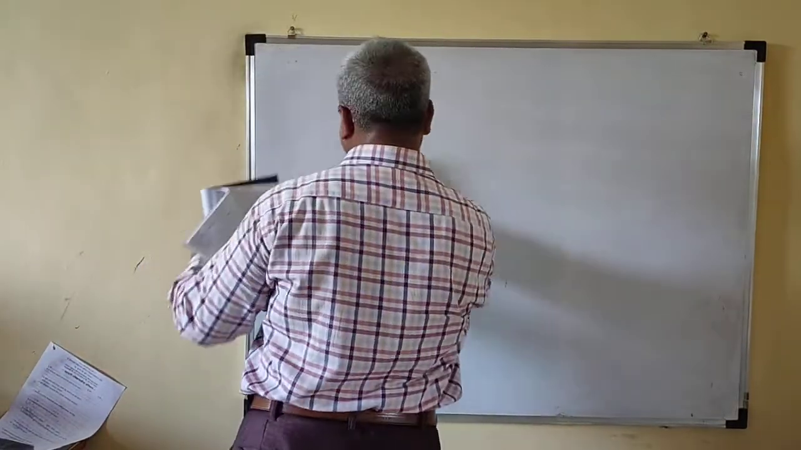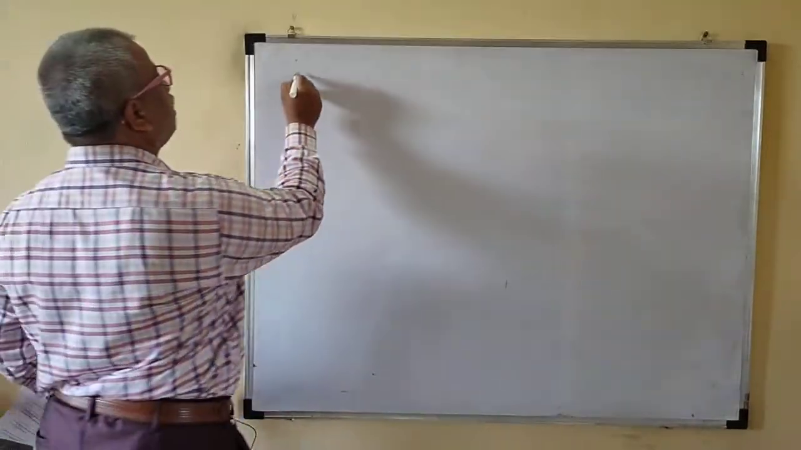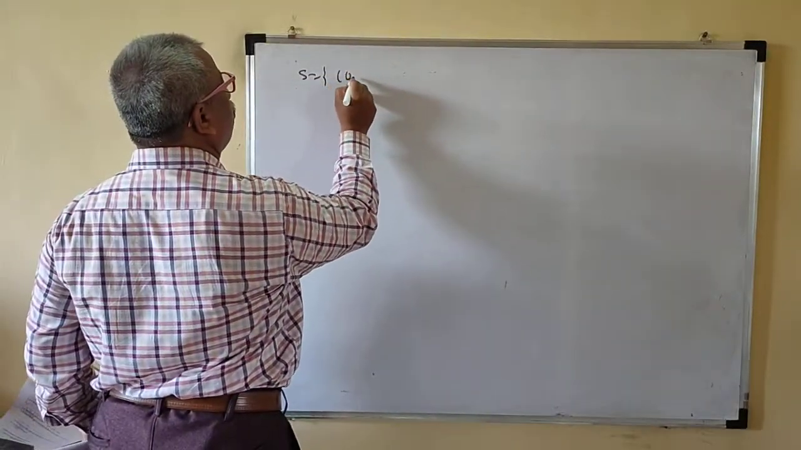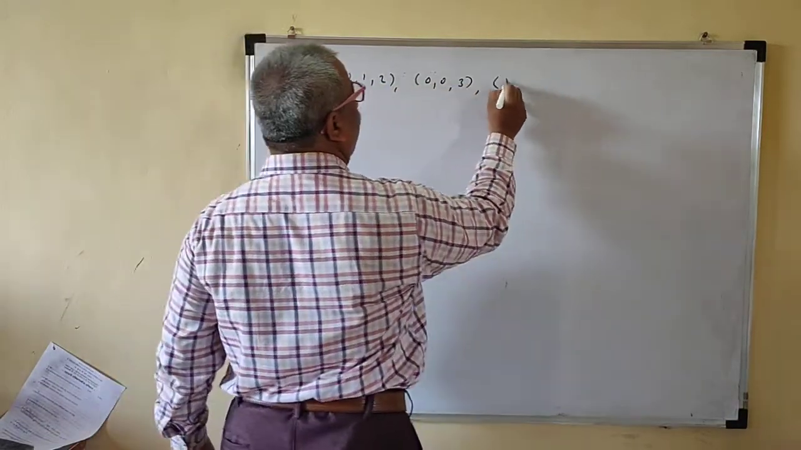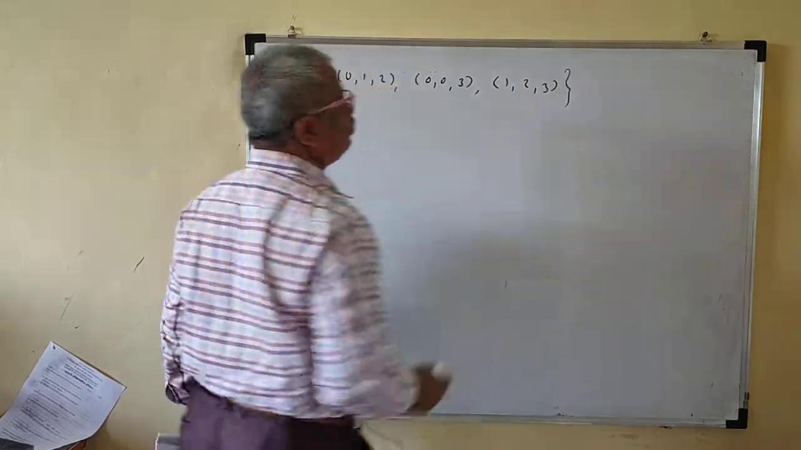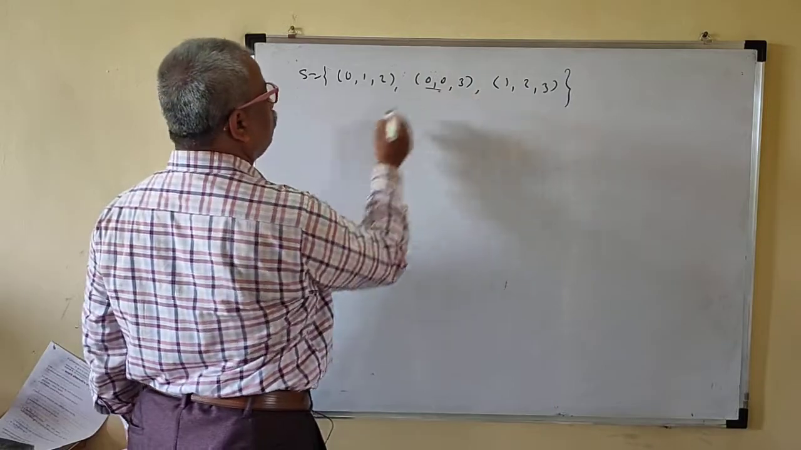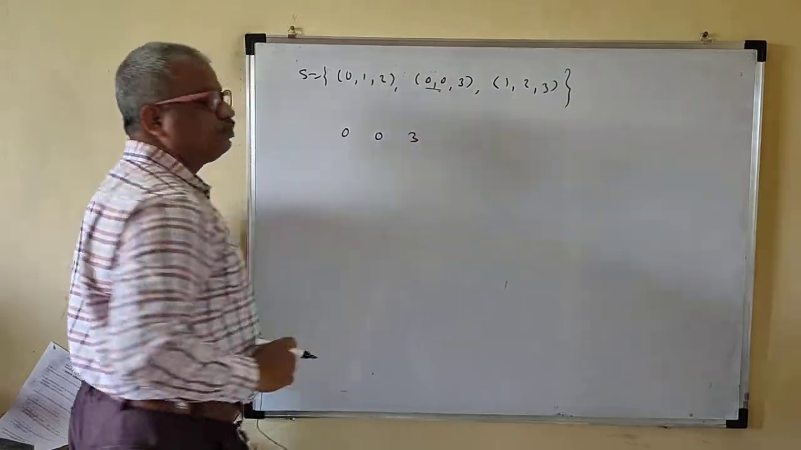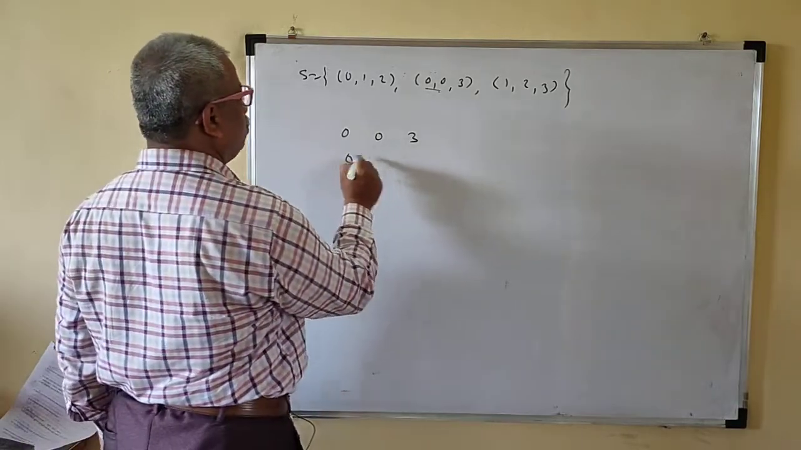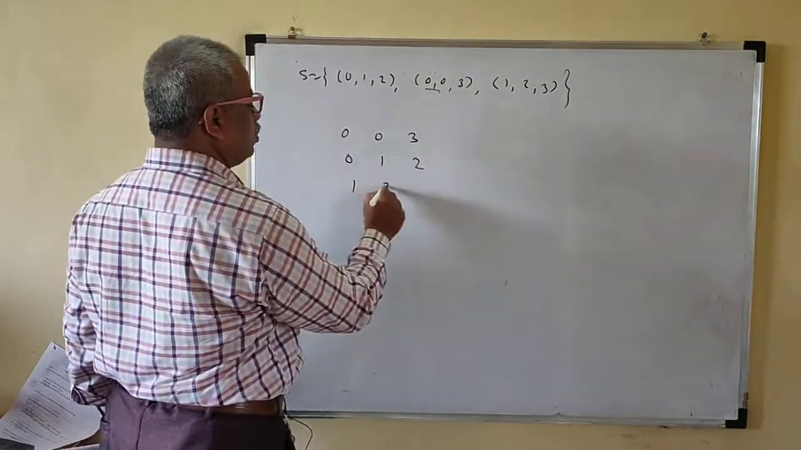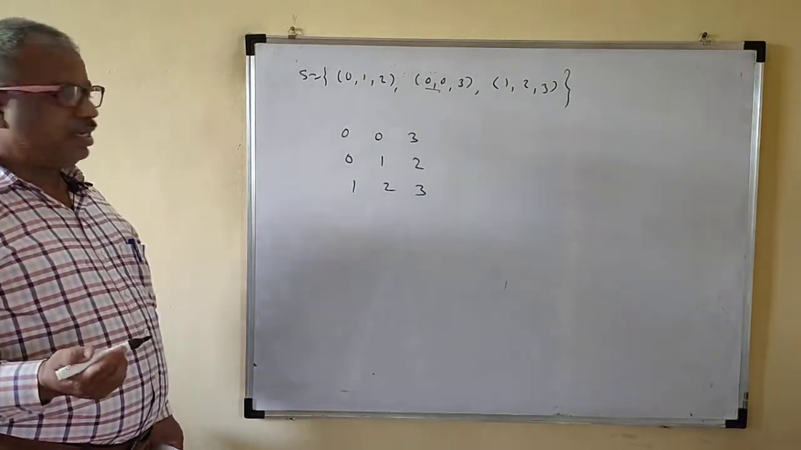But here you can easily identify whether the set is independent. Suppose I have given S equal to 0, 1, 2, then 0, 0, 3, and 1, 2, 3. Easily I can find the determinant of this one. See here, there are 2 zeros, so I will write that first row. The order is unimportant here. So I can write here 0, 1, 2 then 1, 2, 3.